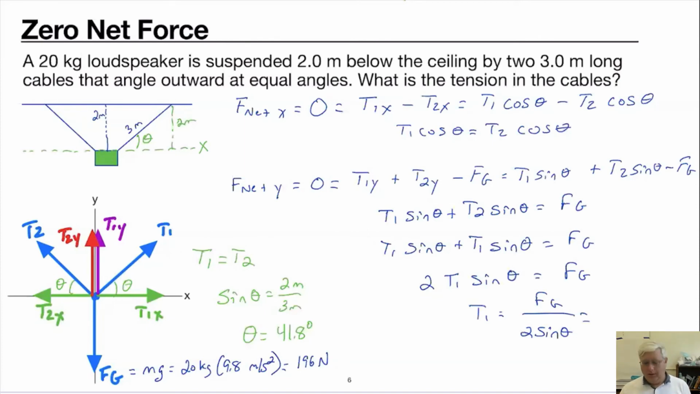And we had already figured out the force of gravity is 196 newtons. And 2 times the sine of the angle, divided by, and I get 147.